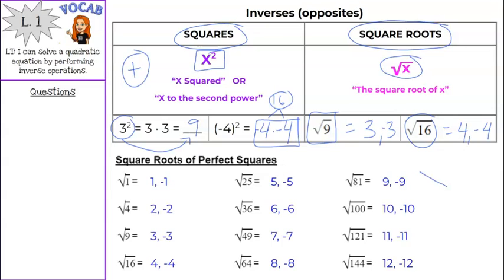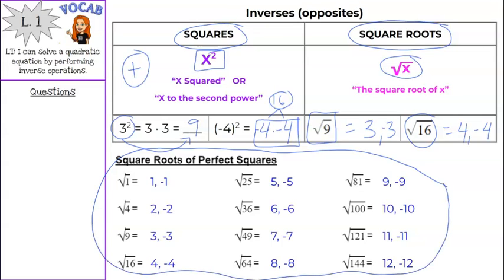So you can see below on your chart, we have the square roots of perfect squares, and that just means the square roots that are going to come out to be nice, pretty integers, because other numbers have square roots, but they come out to be decimals, and we're going to talk about those in just a minute.